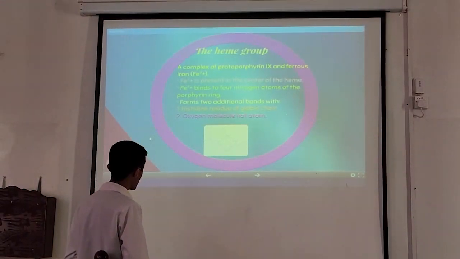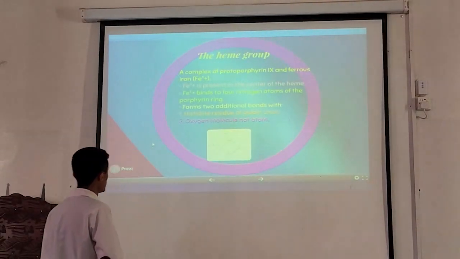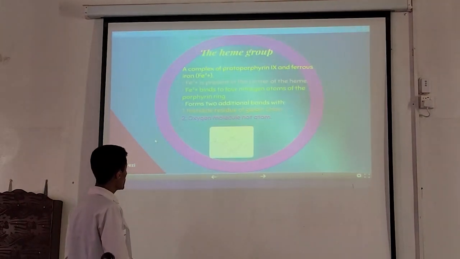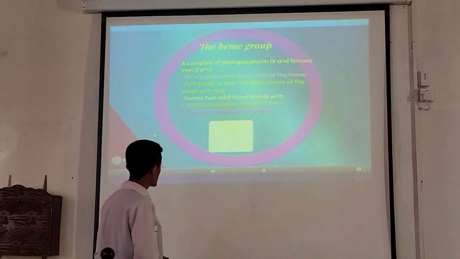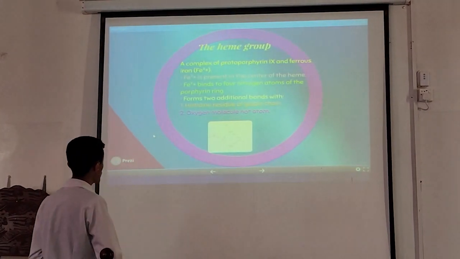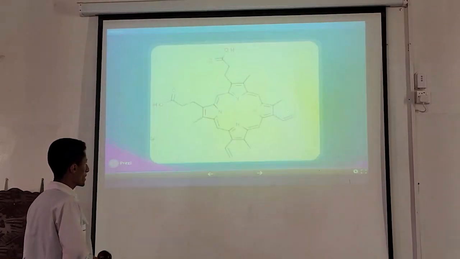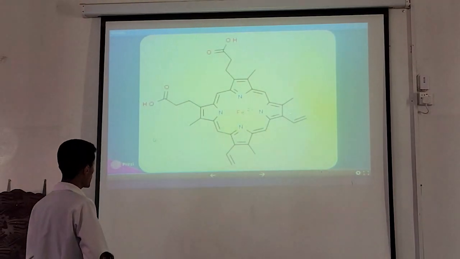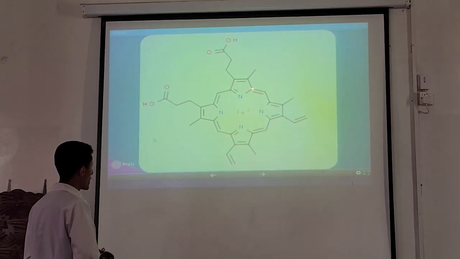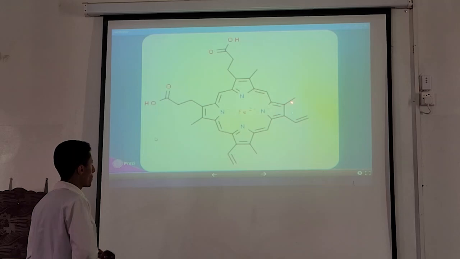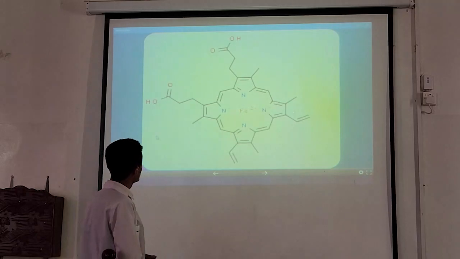The heme group is a complex of protoporphyrin 9 and ferrous iron. The ferrous iron binds to 4 nitrogen atoms of the porphyrin and is present in the center of the ring, and it forms 2 additional bonds with the histidine and the oxygen molecule in the hemoglobin, as we'll see in the next slide. And this is the heme ring, with this porphyrin ring, which has a conjugated double bond system, which has resonance to form for us the red color of the blood. And thank you.